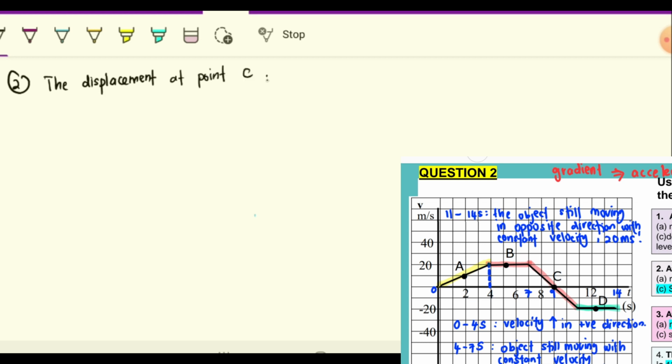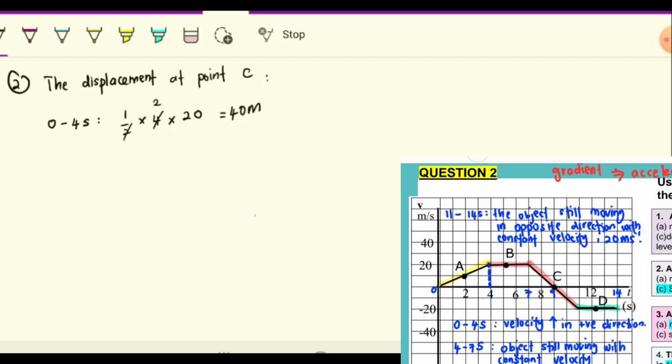At point C. Okay, so now I want to calculate first the area under the graph from 0 to 4 seconds. Okay, it's a triangle. So half times 4 times 20. So it's equal to 40 meter.